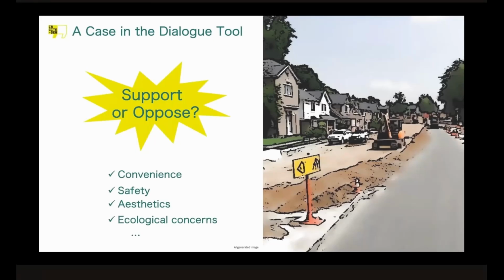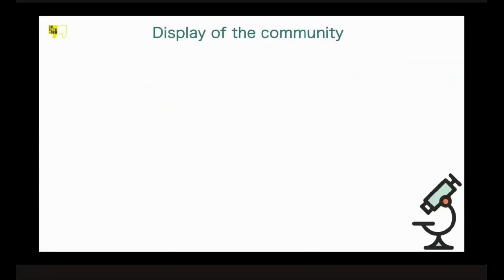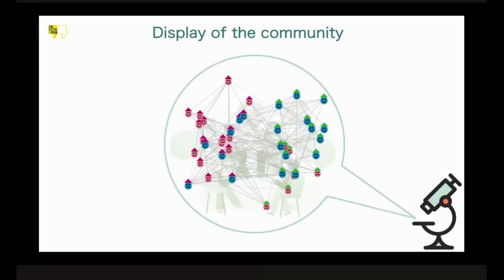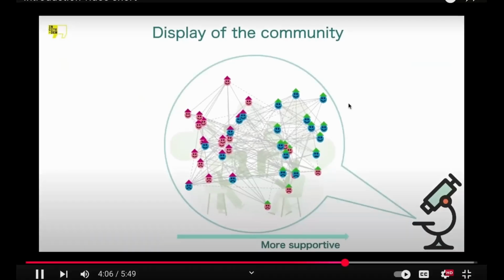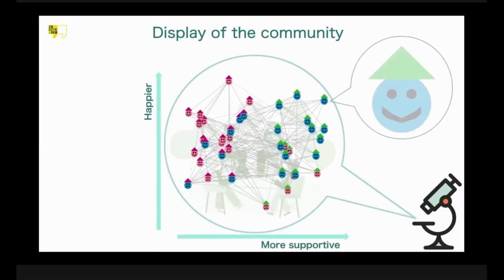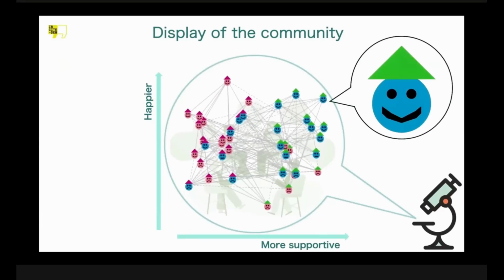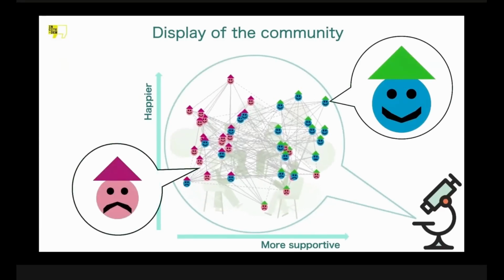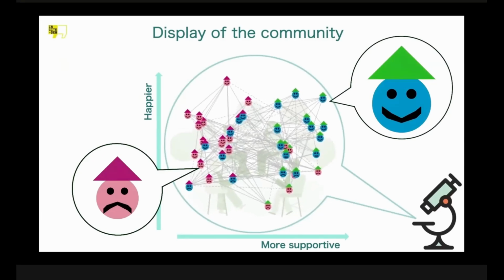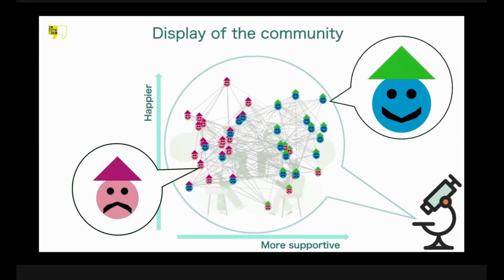In the dialogue tool, community members are grouped and positioned based on their stance and satisfaction level. Those supporting the plan are placed to the right, while those expressing more satisfaction are elevated upwards. For example, someone in the top right corner strongly supports the plan and is happy, while someone in the bottom left corner opposes it and feels unhappy. Let's explore how this tool mirrors dynamics in diverse community scenarios.